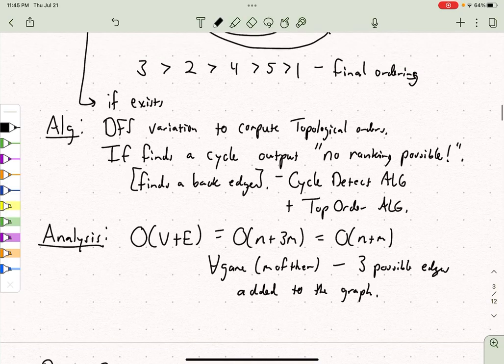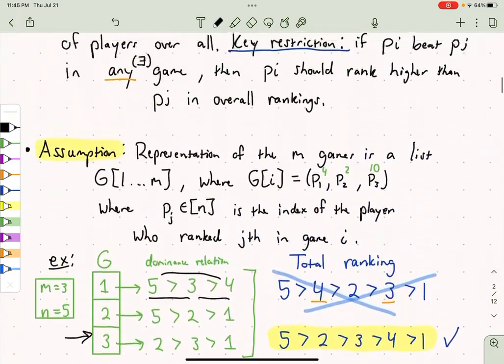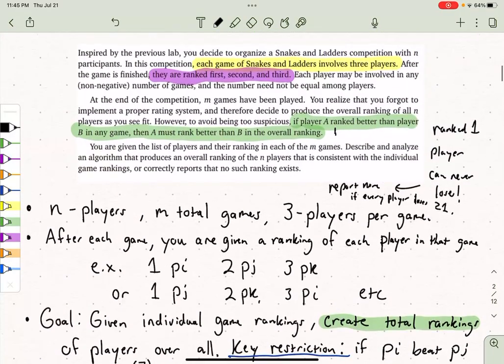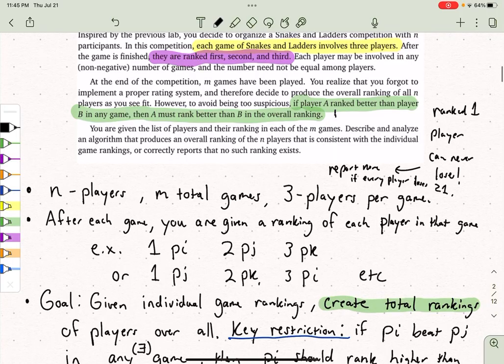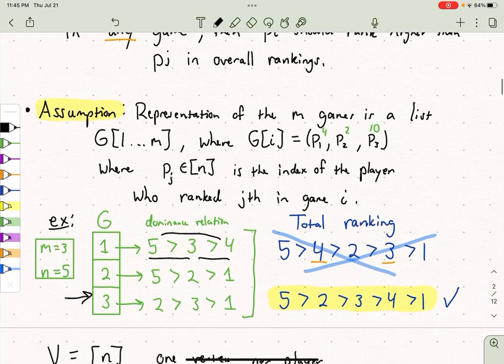Okay, and that completes the first problem. So to summarize, we have all these players playing games, and we have all these little dominance relations, and we're combining them to get one total relation for the whole M gameplay.